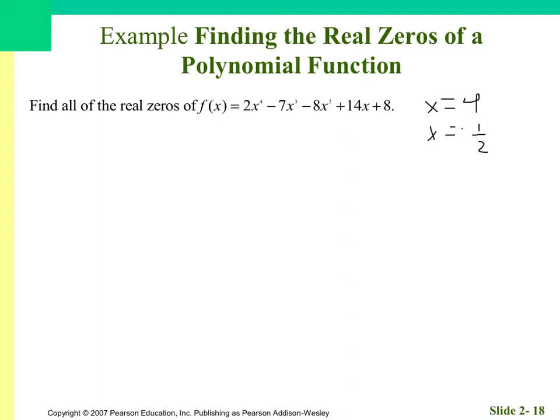So start with synthetic division. So you do 4. Remember, make sure we have all of them. So 4th degree is 2, negative 7, negative 8, 14, 8. Bring down the 2, you get 8, so 1, 4, negative 4, negative 16, 2, negative 2, you get 8, you get 0.